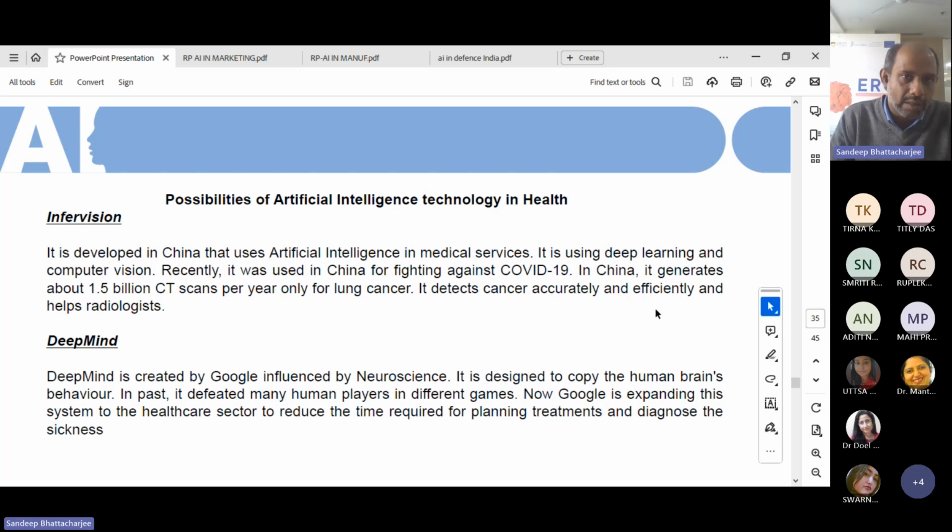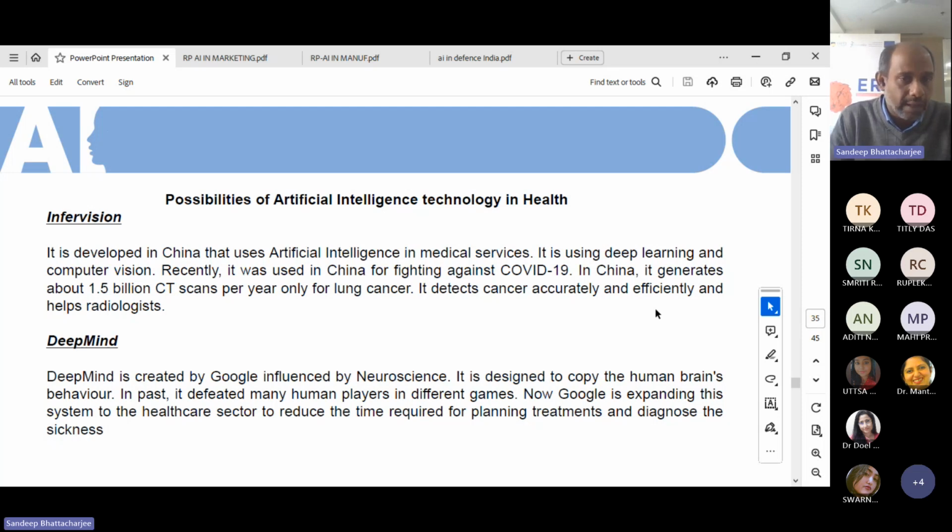And then you have another massive development which has come in recent times. Google has come up with one of the marvels in terms of application of AI in health, that is known as DeepMind. It was influenced by neurosciences, so it is designed to basically copy the human mind or brain behavior, how your brain is behaving. This DeepMind application has defeated many chess players and many other players also.